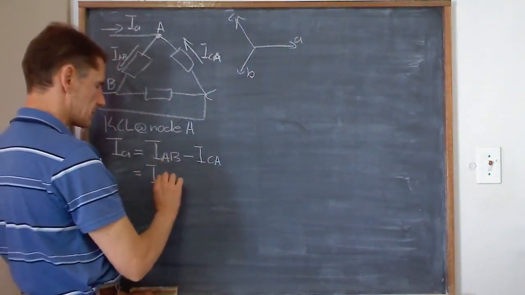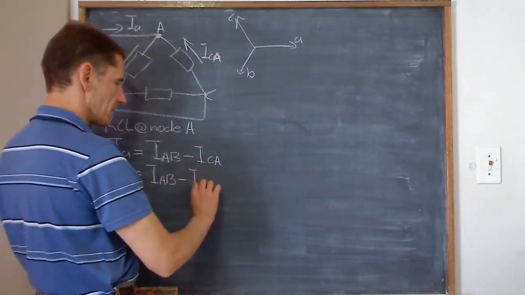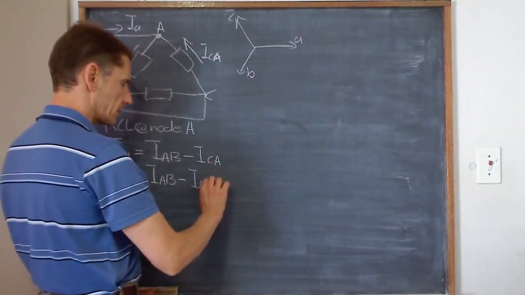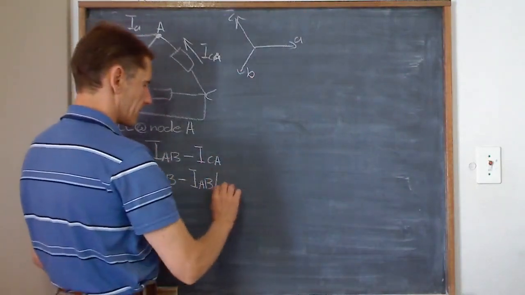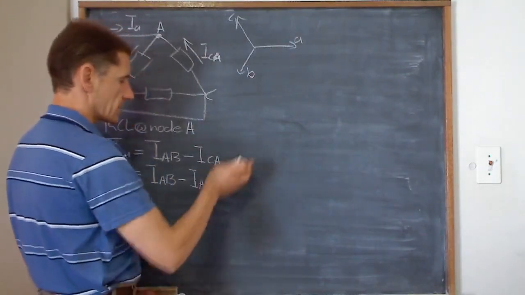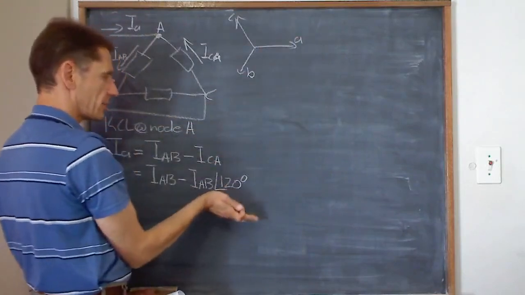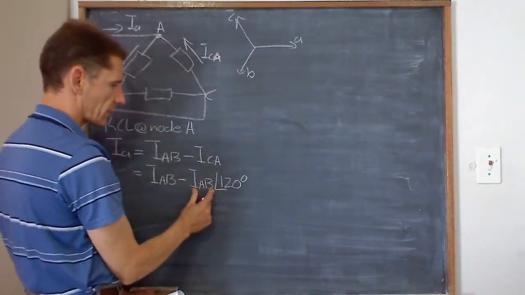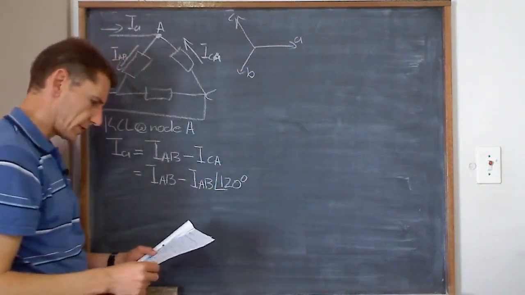So we can rewrite this as IAB. I want it in terms of IAB. Sorry, it's the other way around. 120 degrees. So to get from IAB back to ICA, I need to add 120. So what do I do with IAB? To get to the C bit, I need to add 120 degrees.